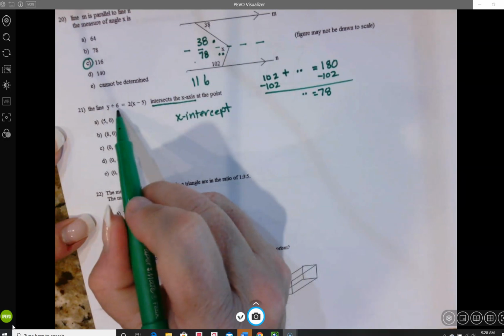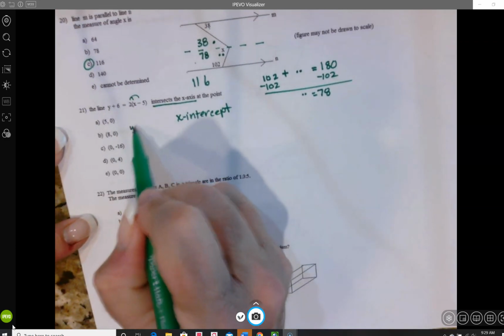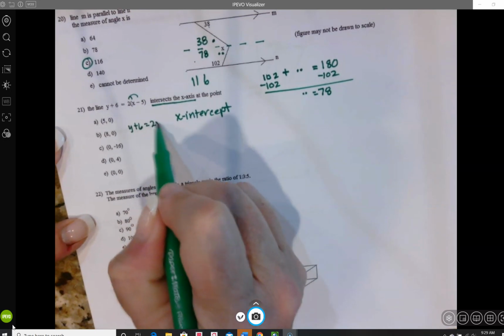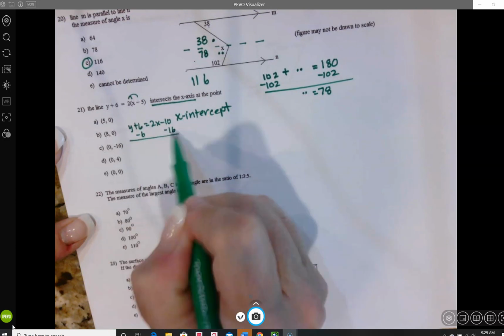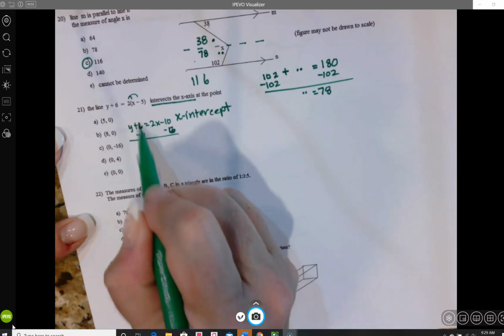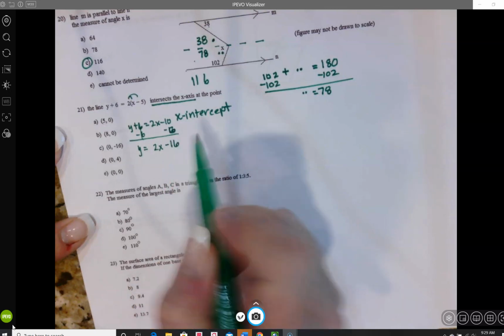First thing I'm going to do is get y by itself. I'm going to distribute my 2. So I have y plus 6 equals 2x minus 10. And then I'm going to subtract 6 from both sides. So y equals 2x minus 16.